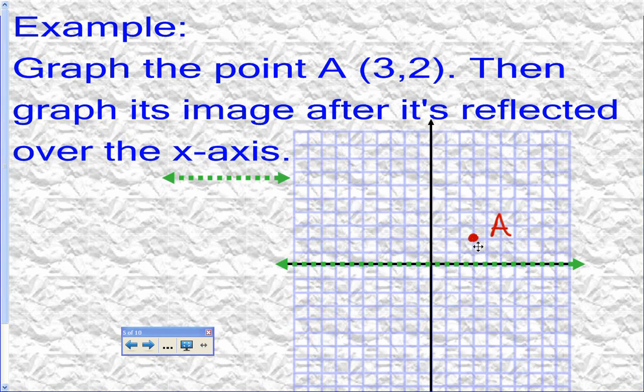It's very simple. All I do is count how far away A is from the x-axis. It's 1, 2 units. I'm 2 units away from the x-axis. So when I flip this over, I should still be 2 units away on the other side. So I just count 1, 2. And this is my reflection of A, which I'm going to call A prime. So you're just looking to see how far away the point is from the line of reflection. Make it the same distance away on the other side. It's that simple.